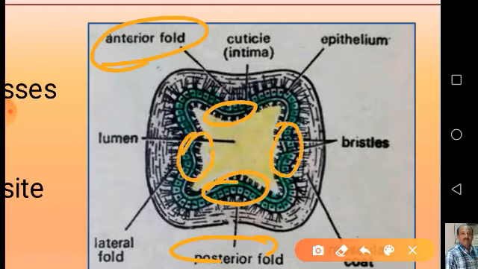So as the inner wall of the esophagus extends into foldings, the interior or lumen of the esophagus becomes smaller. Then the food passes through this lumen into the stomach.